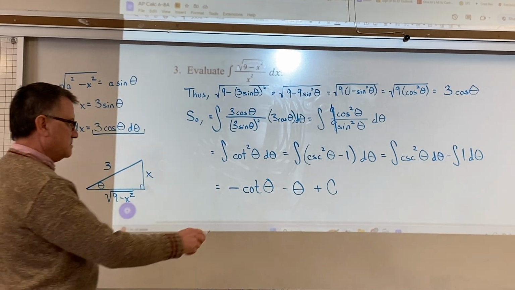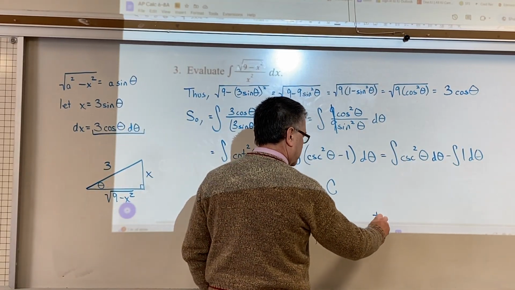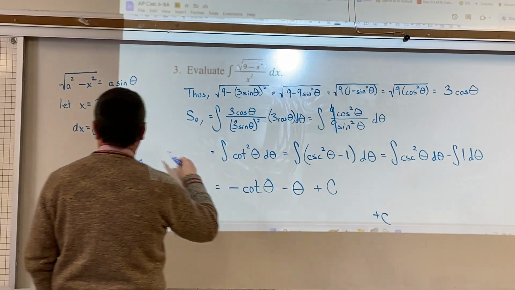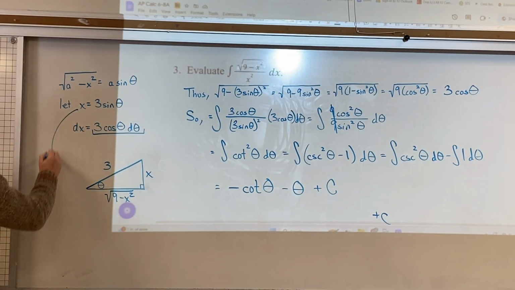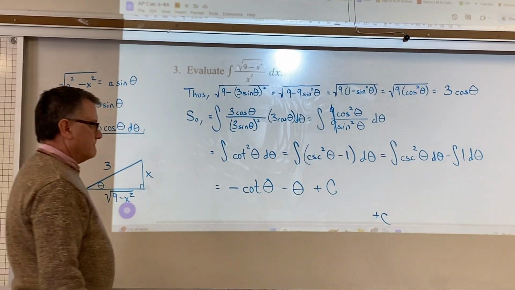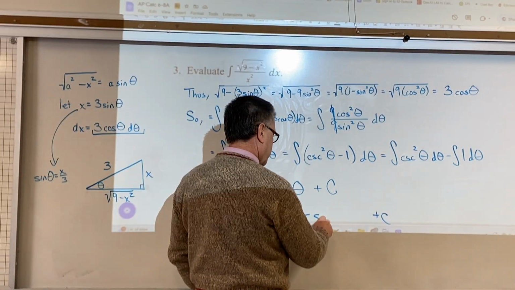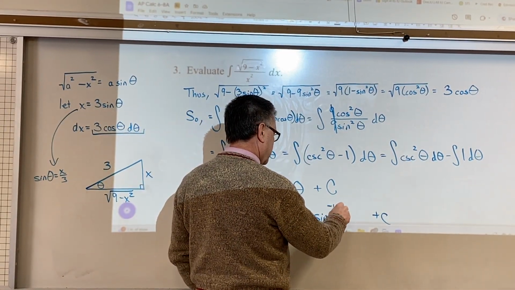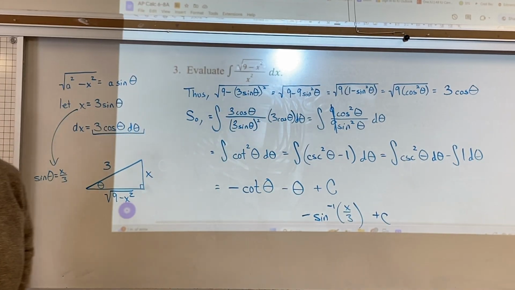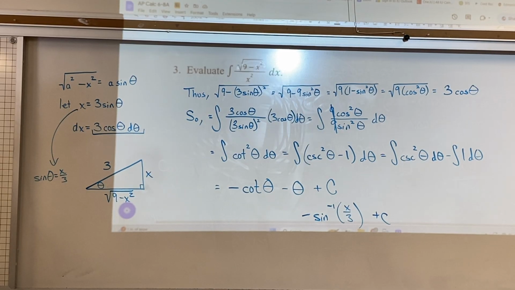So I would say this part right, well, we got the C plus C. This, the angle, sine of theta equals x. I would say inverse sine of x over 3. Oh, that brings the x in. Gets rid of my theta. So theta would be inverse sine of that.